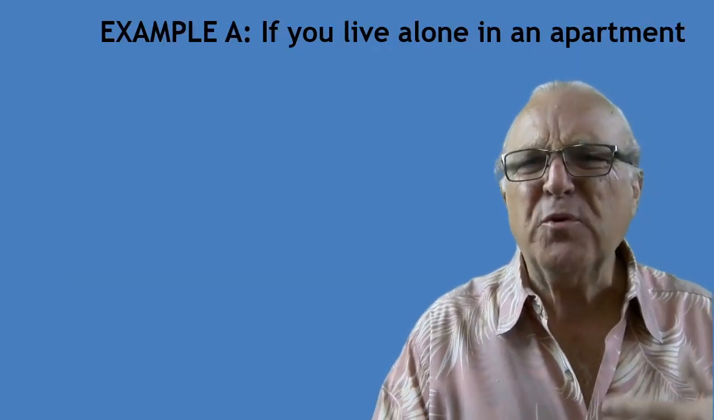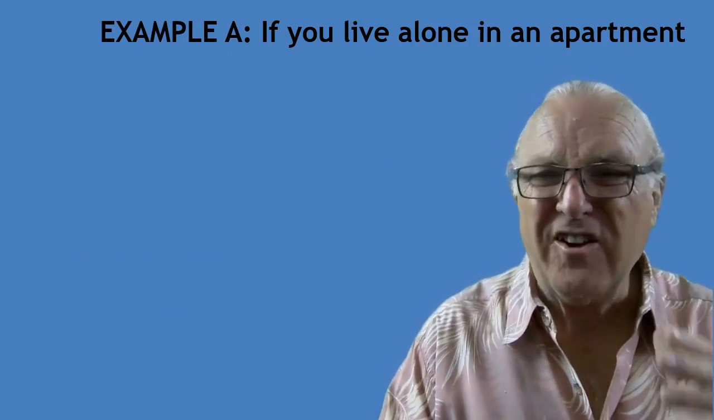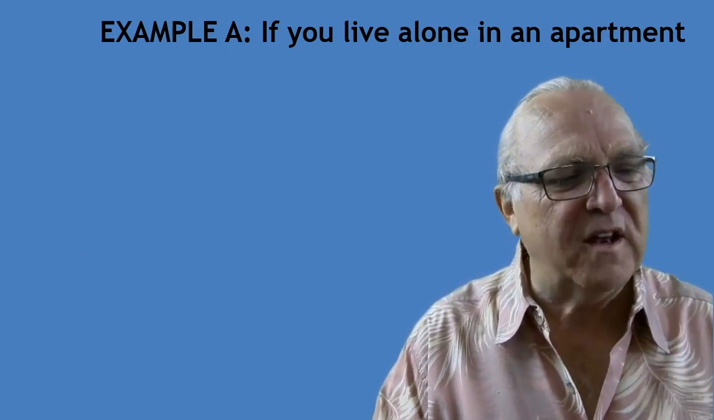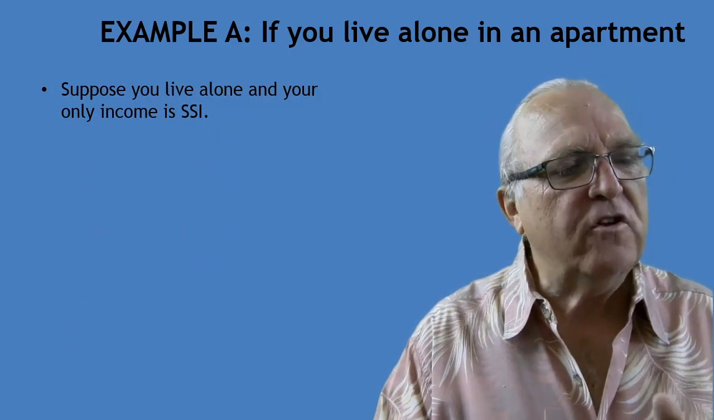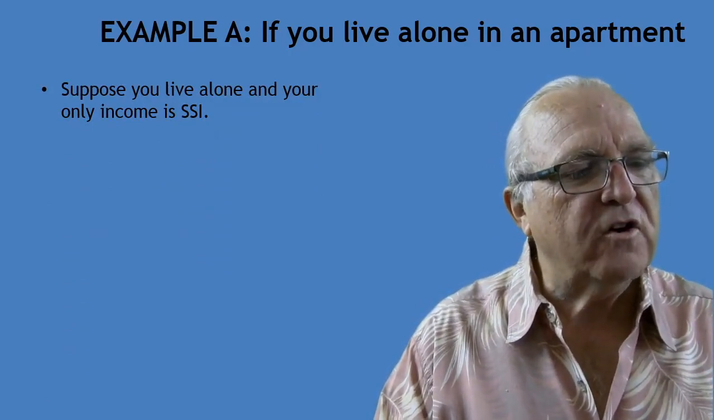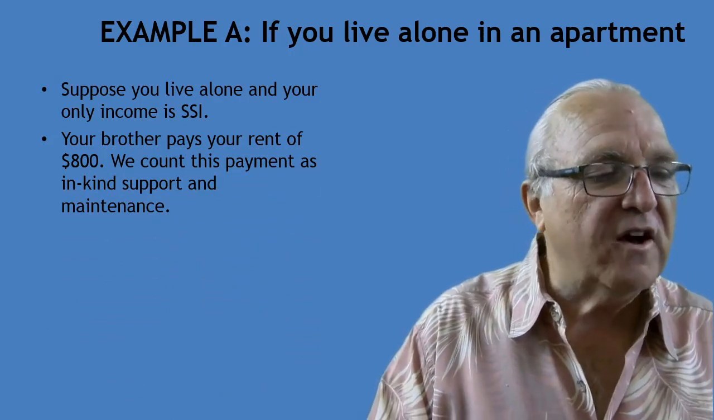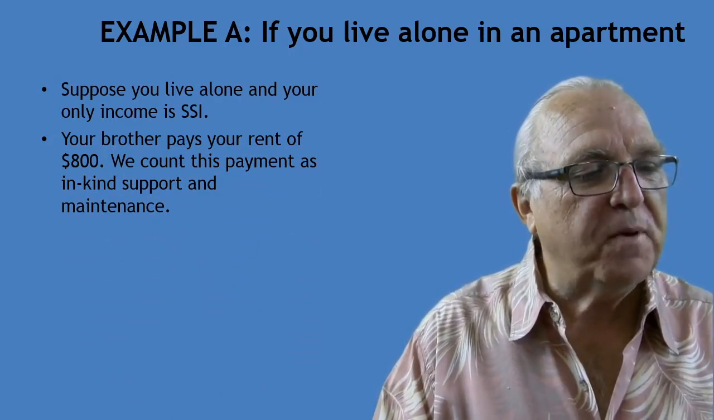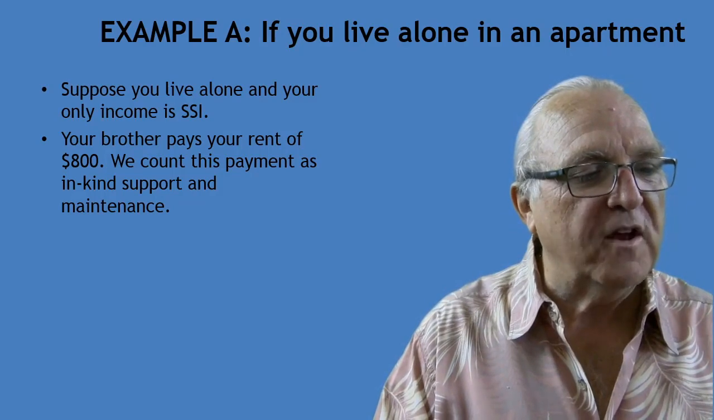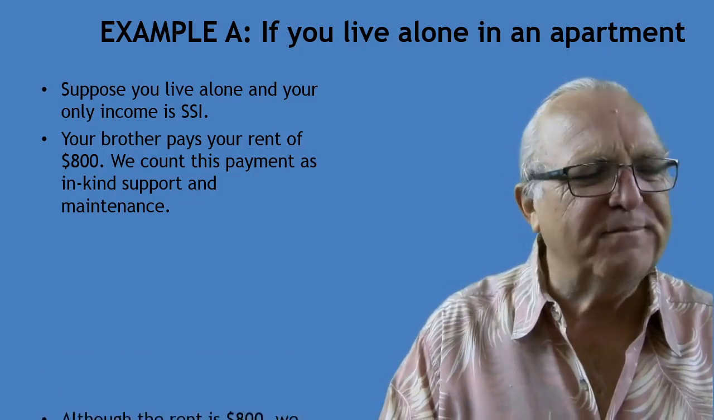So now we're going to go through a whole series of examples that I think are actually pretty excellent that kind of explain how this works. Suppose you live alone and your only income is SSI. Your brother pays your rent of $800. We count this payment as in-kind support and maintenance, and isn't that a good brother, okay?